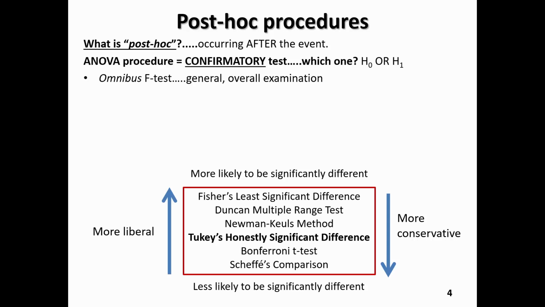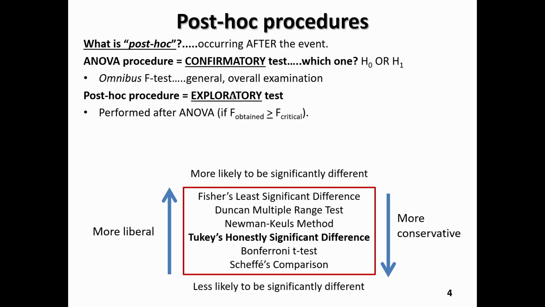And so the overall procedure for the ANOVA is often called the omnibus F test. Omnibus generally means overall. It doesn't distinguish which group is different from which group. So the post hoc procedure is actually an exploratory test. So once we've confirmed that the alternative hypothesis is the more plausible of the two, given the data that we have, then we venture into exploring where those differences exist.